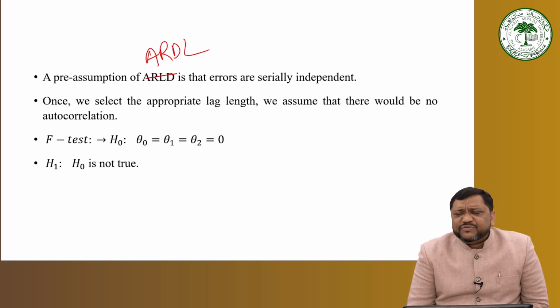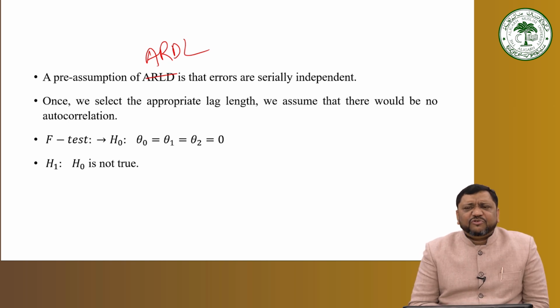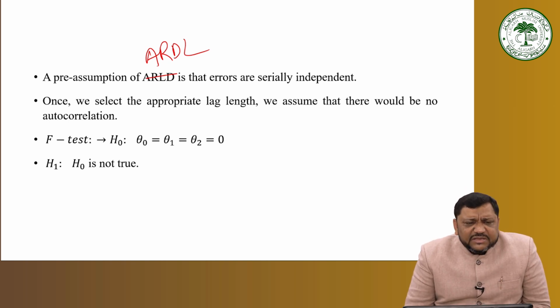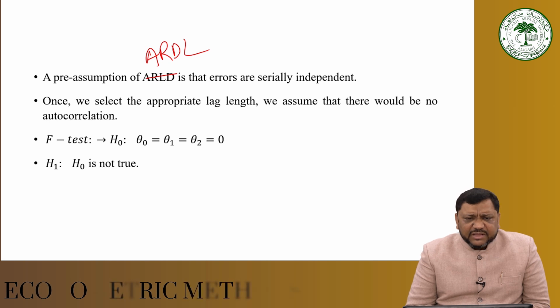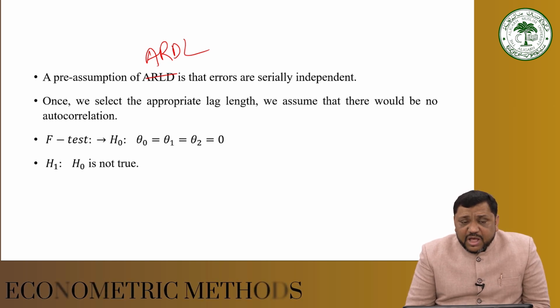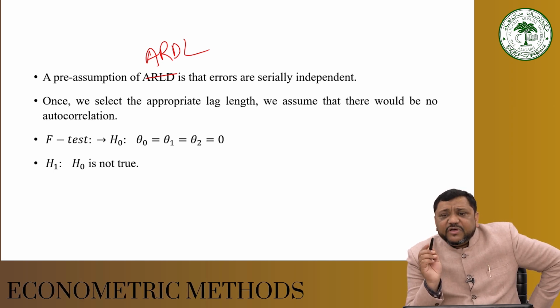Now, once we select the appropriate lag length, we can use that and we assume that there will be no correlation. Then an F test can be done where theta 0 is equal to theta 1 is equal to theta 2 is equal to 0, and the alternate hypothesis is that they are not equal to 0. But one practical difficulty is that the distribution of the F statistic, as it is a mixture of I0 and I1 variables, is not standard.